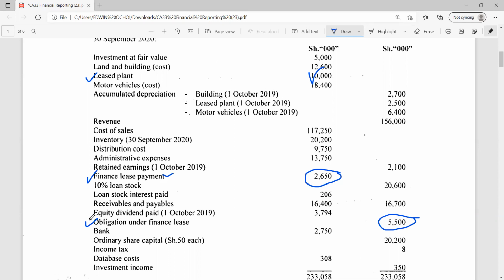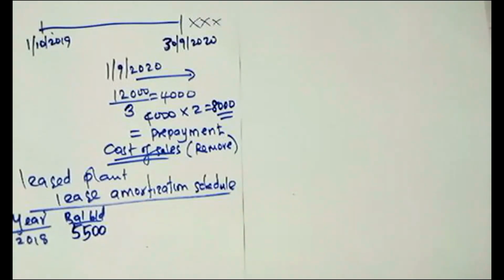So what I have to do, remember that this is the obligation they're supposed to pay. The obligation under finance risk, the amount they are supposed to pay is 55. So the 55 is what I would start with. The obligations under finance risk, so the balance brought down there is 55. So when they give you all those figures, I have to use the obligation, because the obligation is what they are supposed to pay. So 55 is what I will start with.